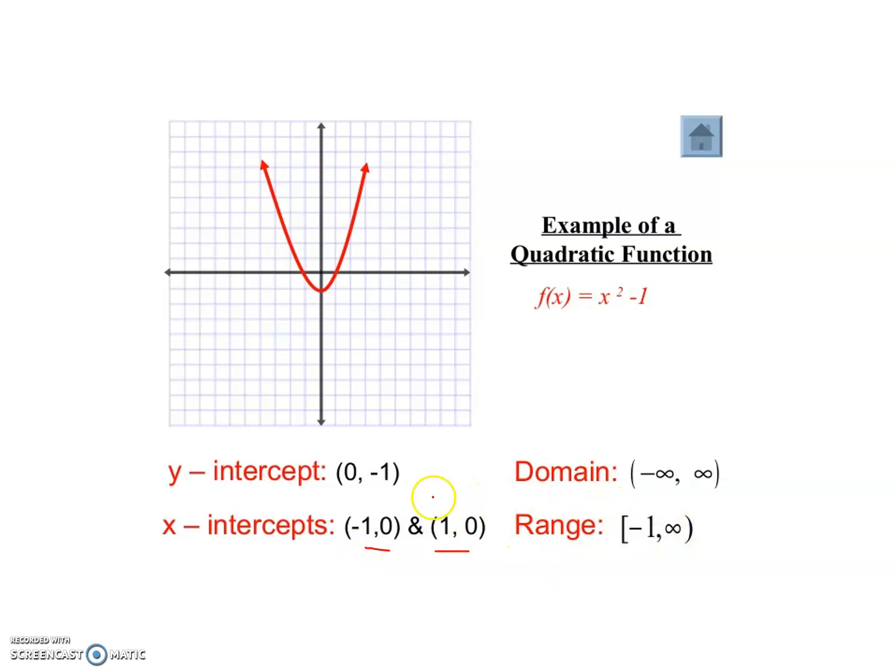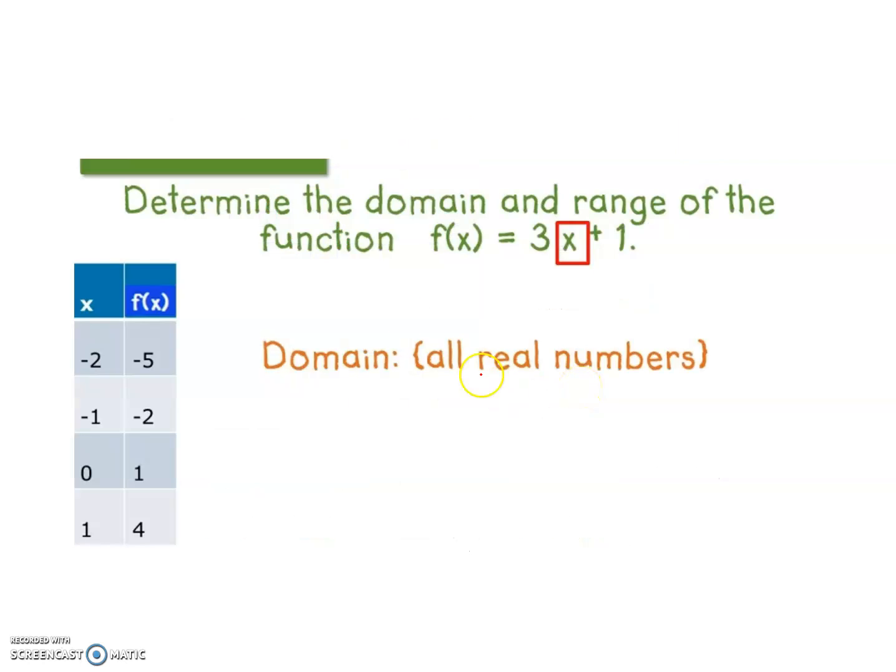So the domain is infinite, because for the domain we can take any x values. Range means the y values. The y values are limited: they start from minus 1 and go up to infinity. So in this way, this quadratic equation is possible to find.